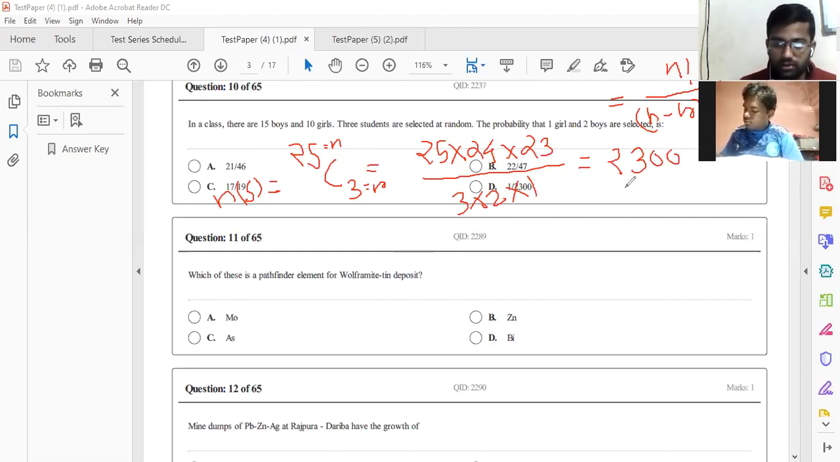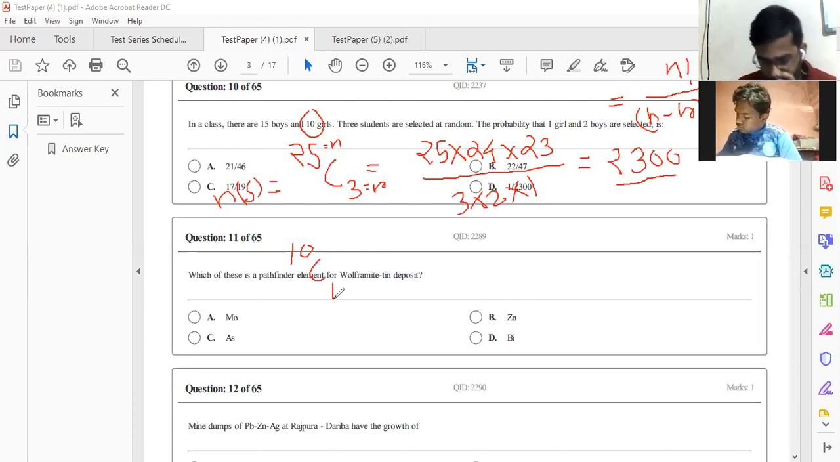Clear? So this is your total number of sample space. Clear? Now three students are selected at random. The probability that one girl and two boys are selected. Okay. So one girl out of how many girls? 10 girls. We have a total of 10 girls, and from 10 girls we are selecting one girl.